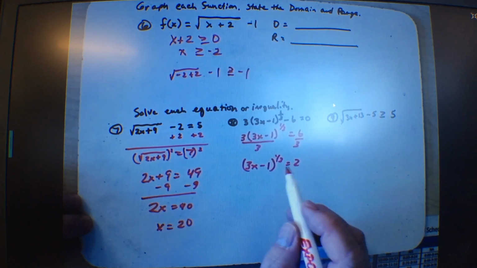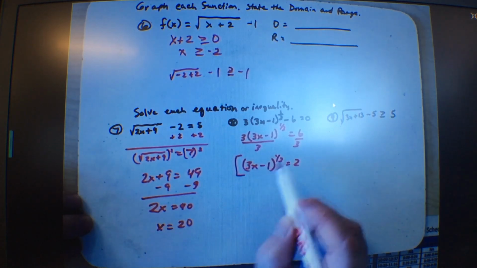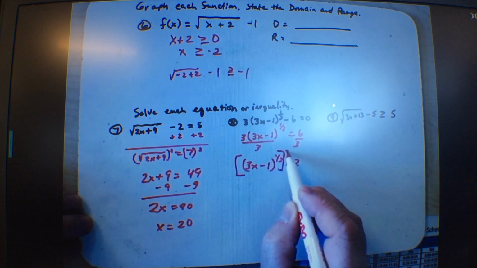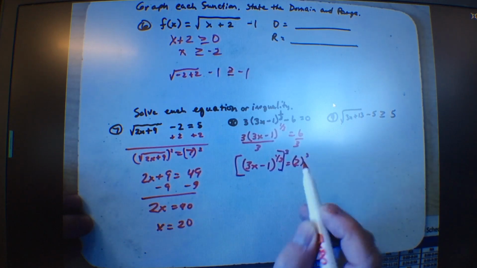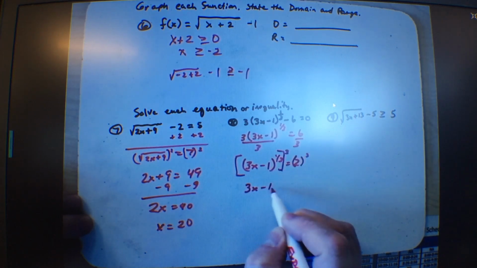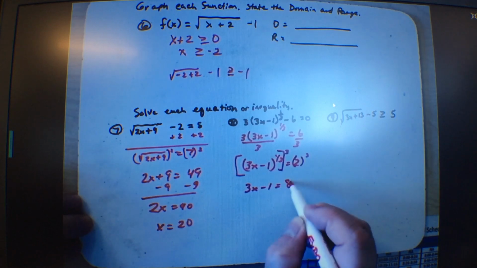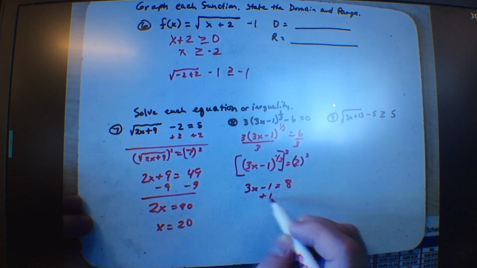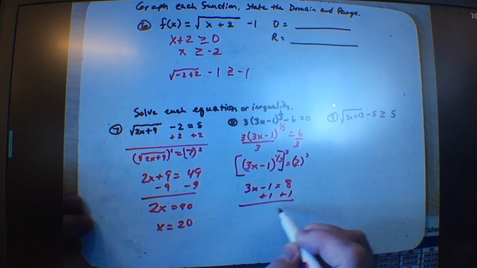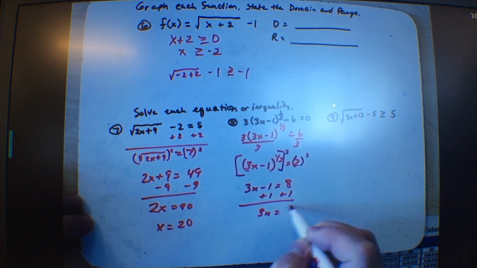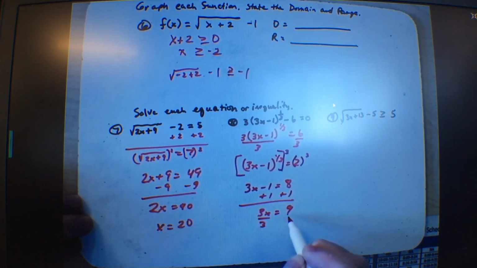And then what? Power up to the 3rd. You just get 3x equals 8, and I'm going to add 1 to both sides. Yes, 3x equals 9. Divide by 3, correct? X equals 3.